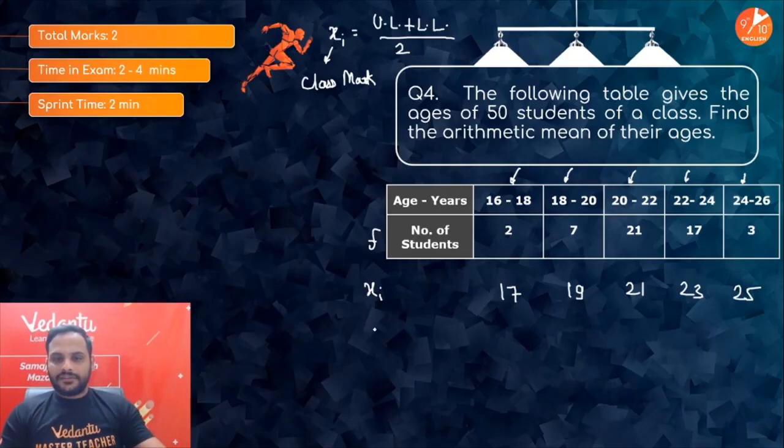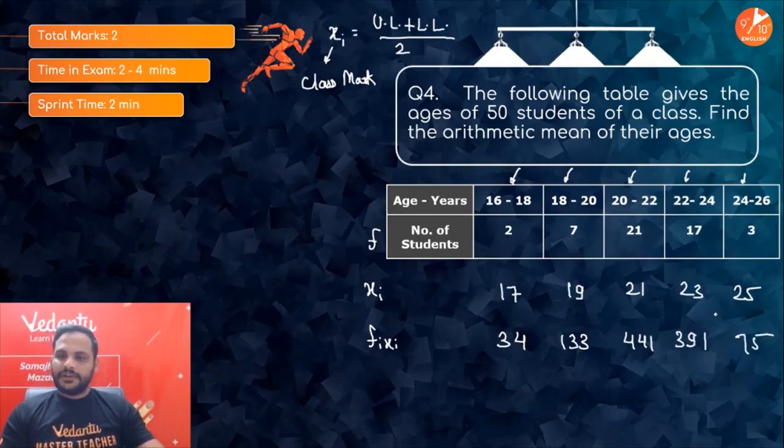So now you can say, sir, fi into xi: 17 twos are 34, 19 sevens are 133, 21 into 21 is 441, 17 into 23 is 391, 35, 3 into 25 is 75. So these are the values.